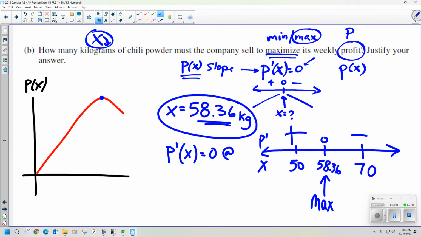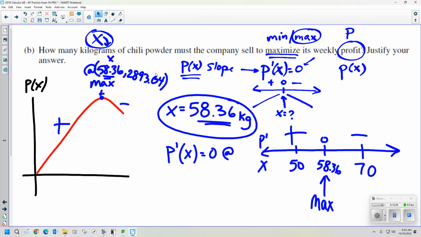Maximum. There's a max at 58.36, comma, that's my x value. And then we said that was 2893.0, ooh, is it a 4? Okay, and then I go positive to negative slope. So I'm just that type of person. It doesn't say explain, it just says justify. But if I wanted to explain, obviously you should know I have a positive slope leading up to my 0 slope. Then I have a negative slope after that. And that's how I know I have that maximum. We're good.